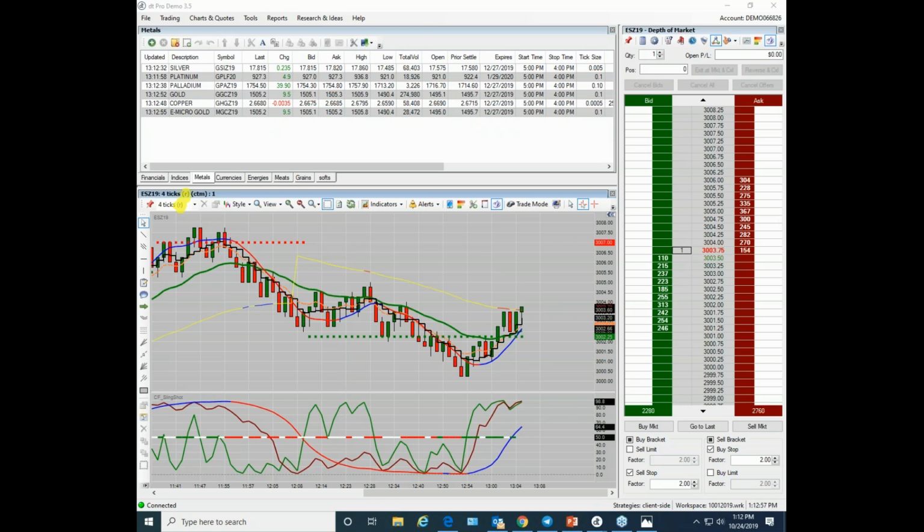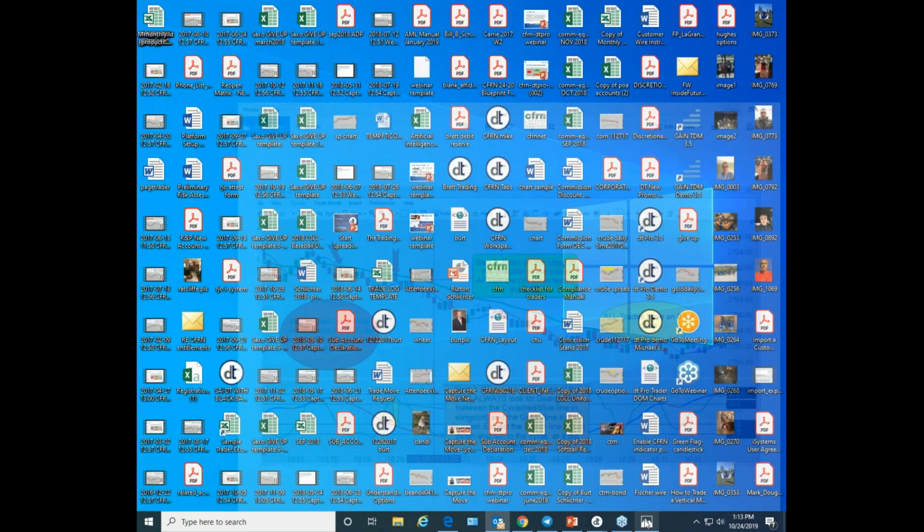All right. Let's get back on the page. So we're on a 4-tick range.